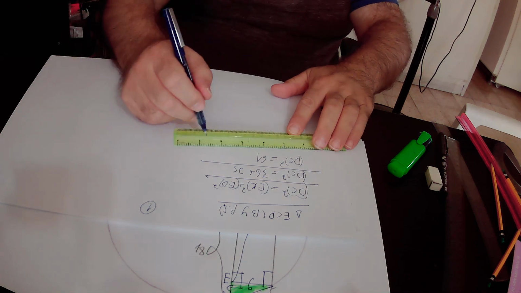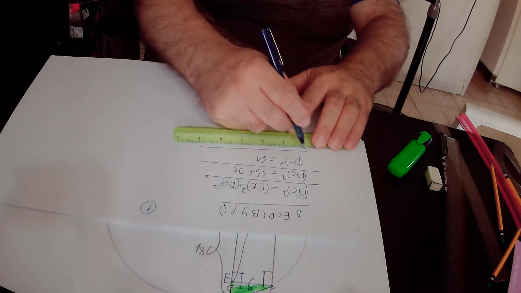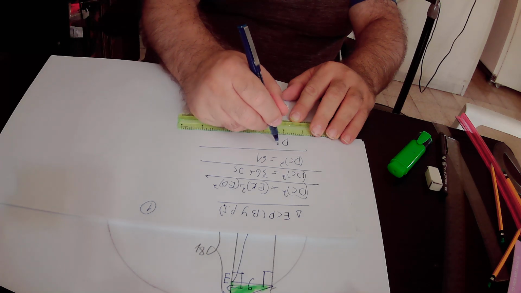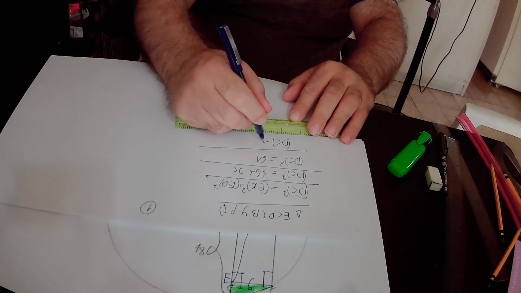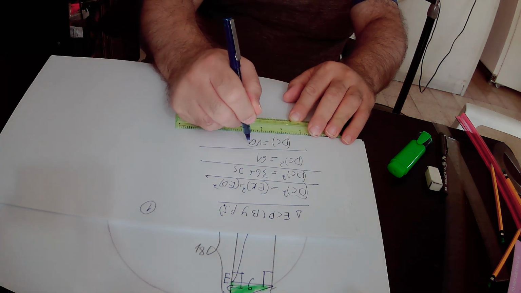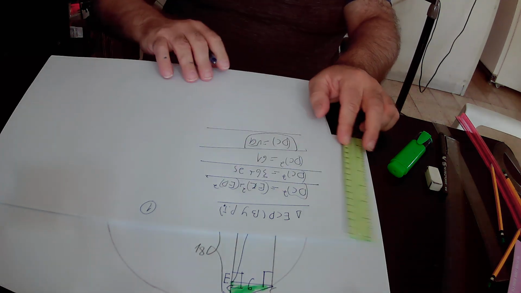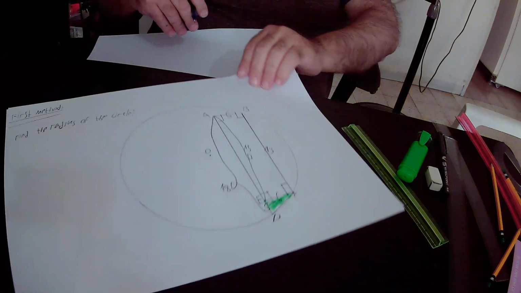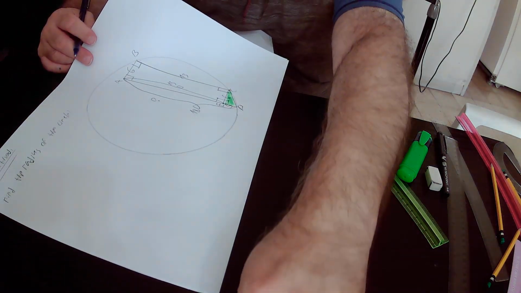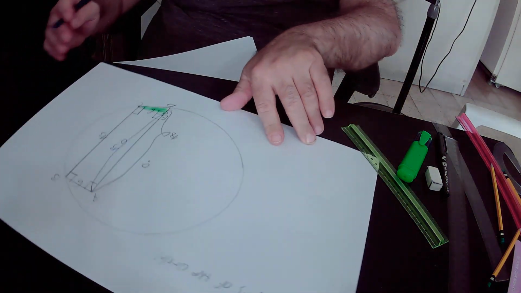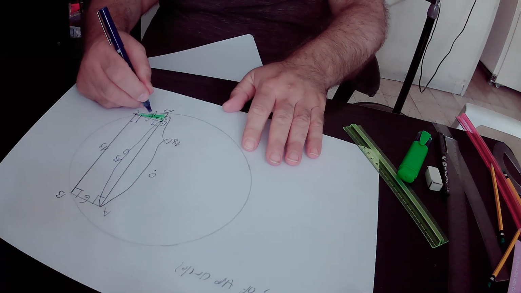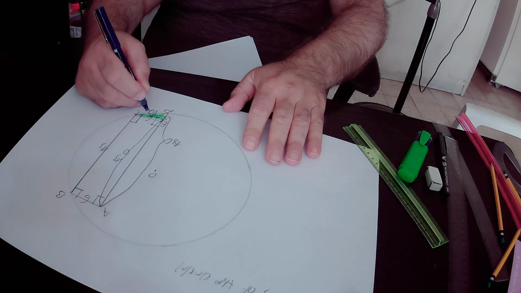We will take the root of this equation, and we get that DC, that is the length of the hypotenuse, equals the square root of 61. Okay, DC equals the square root of 61. You can write here that DC equals the square root of 61.